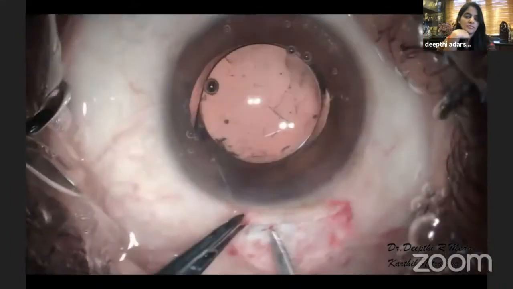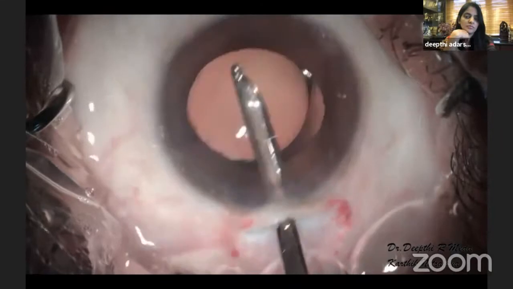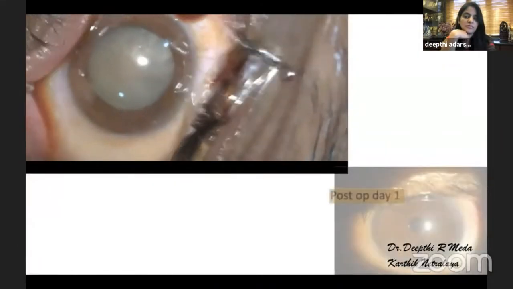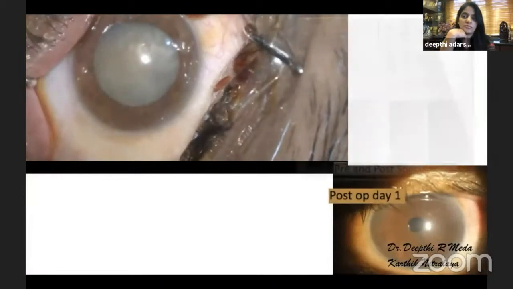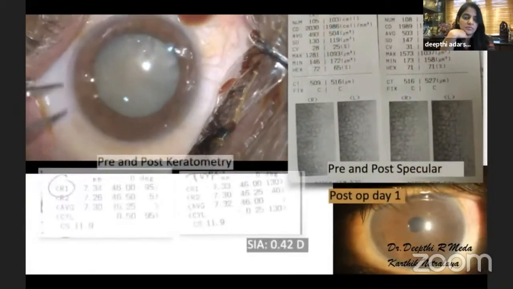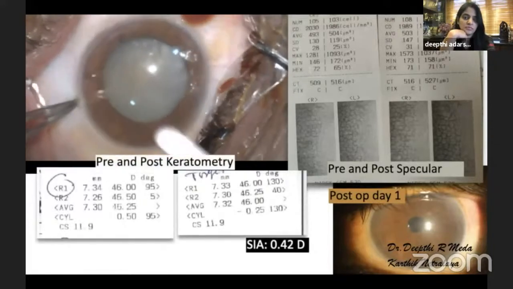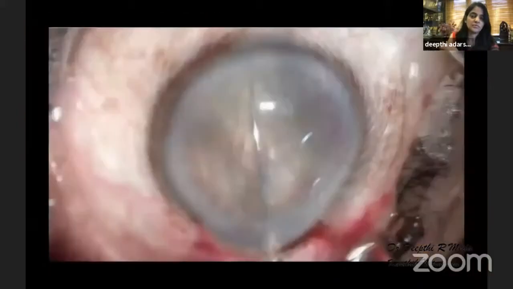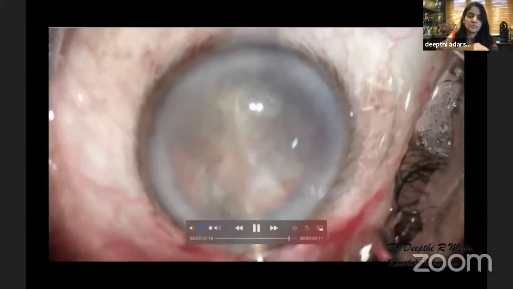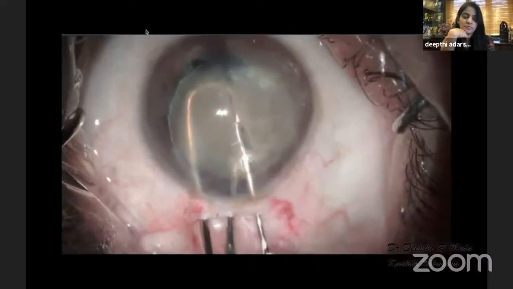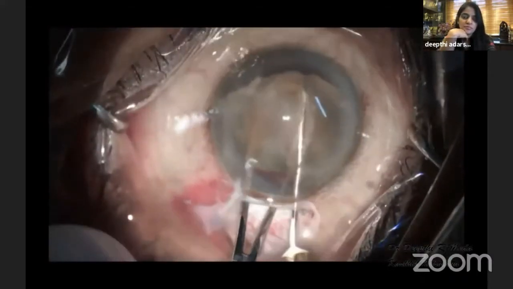A quick cortical cleanup and IOL insertion completes the surgery. With this technique, we can achieve a clear cornea on the next day, satisfying speculars at 1 month, and an average SIA of just 0.5 diopters even in the hardest of cataracts, as there is absolutely no stretch of the incision. So one of these three techniques using simple instrumentation can be used to manage advanced cataract.